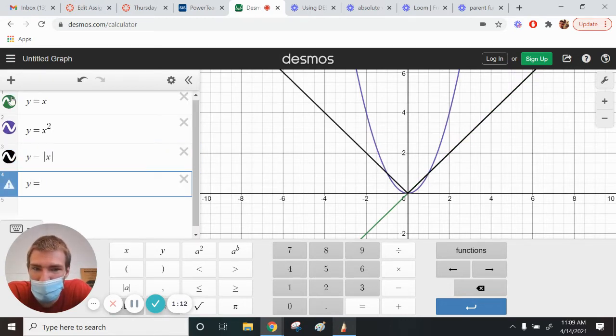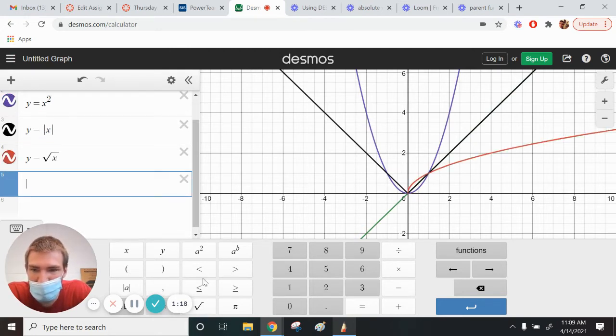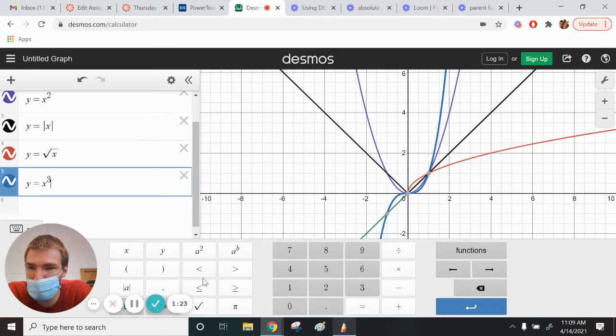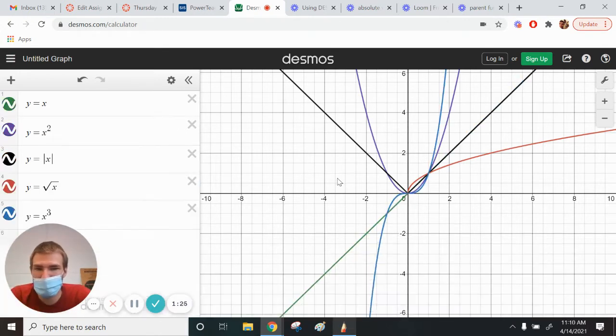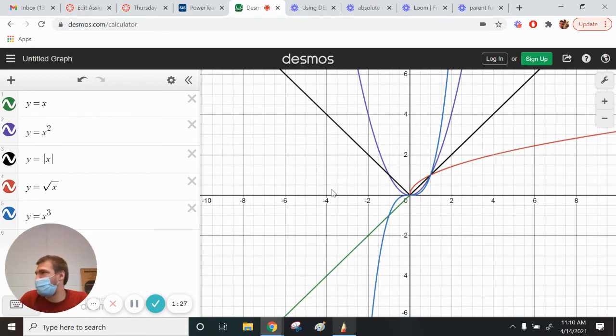I'm going to get y equals, what's the other one? The square root of x. Maybe y equals x cubed. That's fine. I don't think I need all of them. Do me a favor, type those in for me. I'll give you guys just a second as you follow along.